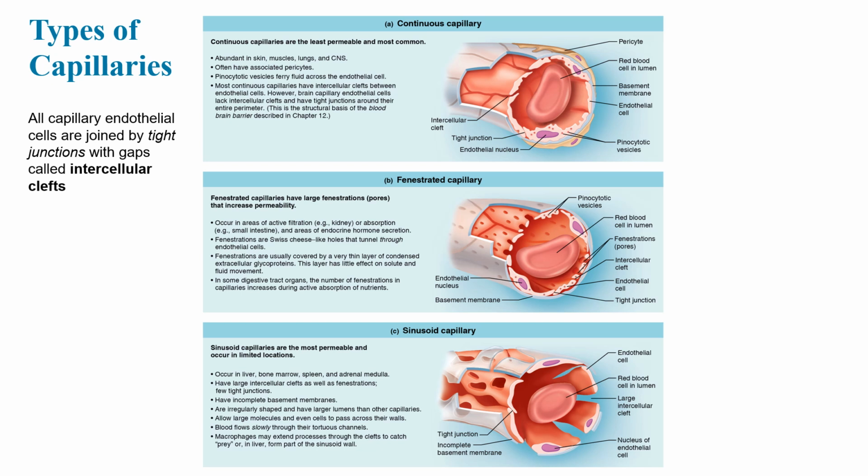We have three types of capillaries. There is one thing common in all three types: they have tight junctions with gaps. Those gaps are known as intercellular clefts. Let me show you. Look at this first type, the continuous capillary. These are endothelial cells which are attached to each other through tight junctions, and then this is the intercellular cleft. These endothelial cells are not joined all over. There are clefts in between.